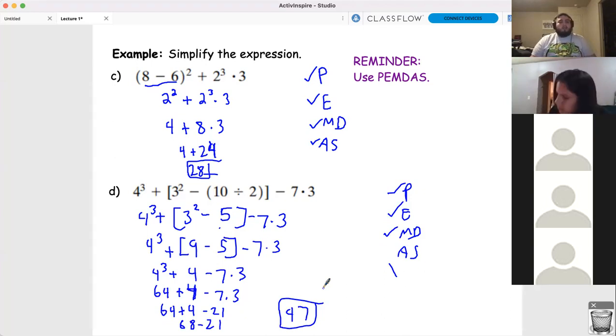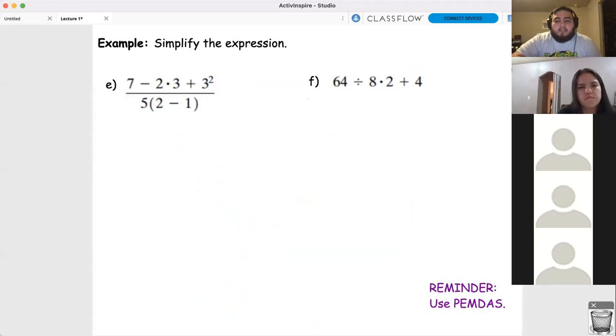Are there any questions with these two examples, guys? All right, let's keep going. These are the last two, I think. So I'm going to go ahead and give you 1 minute to write these down.